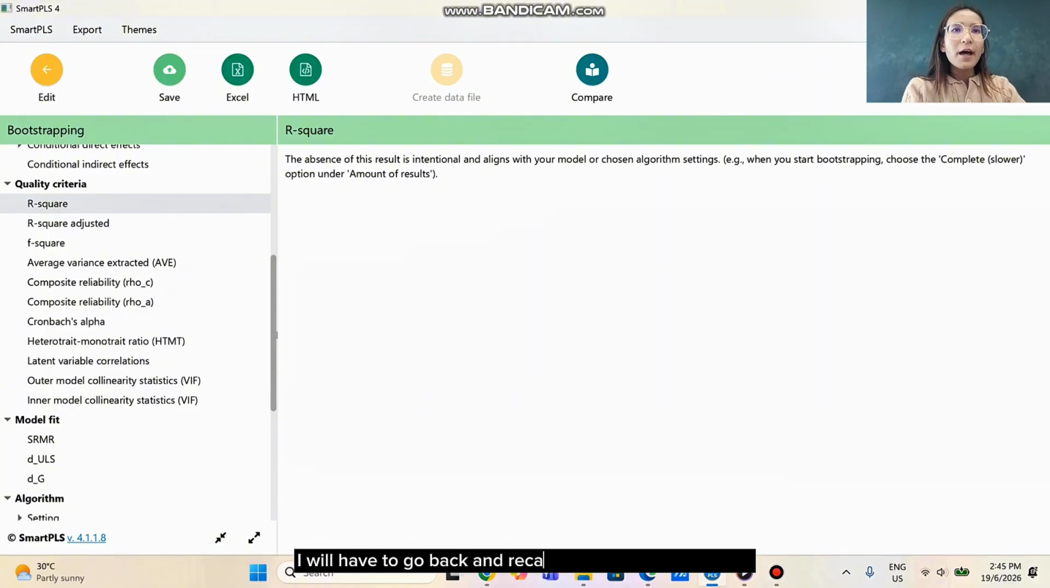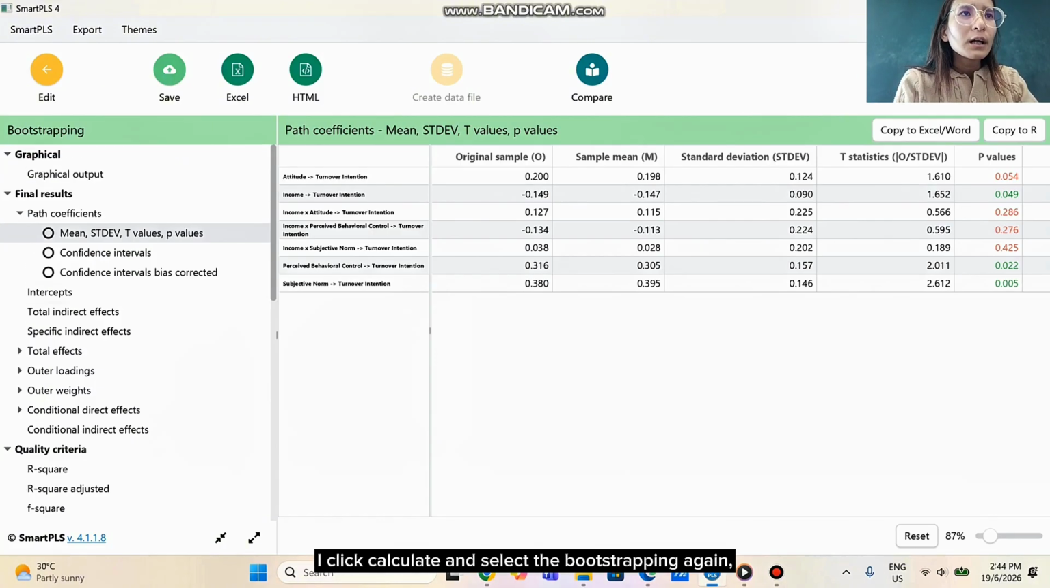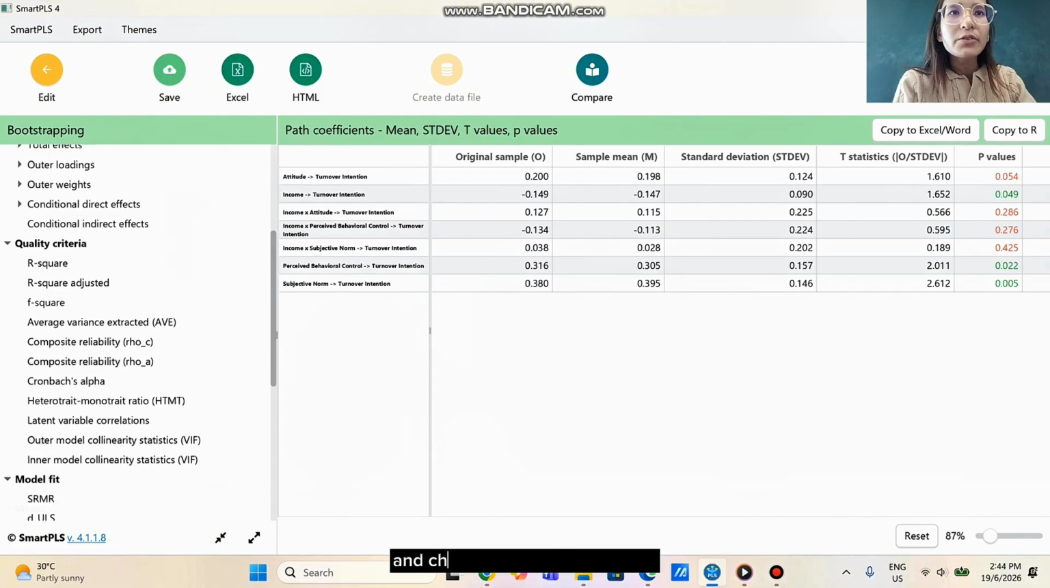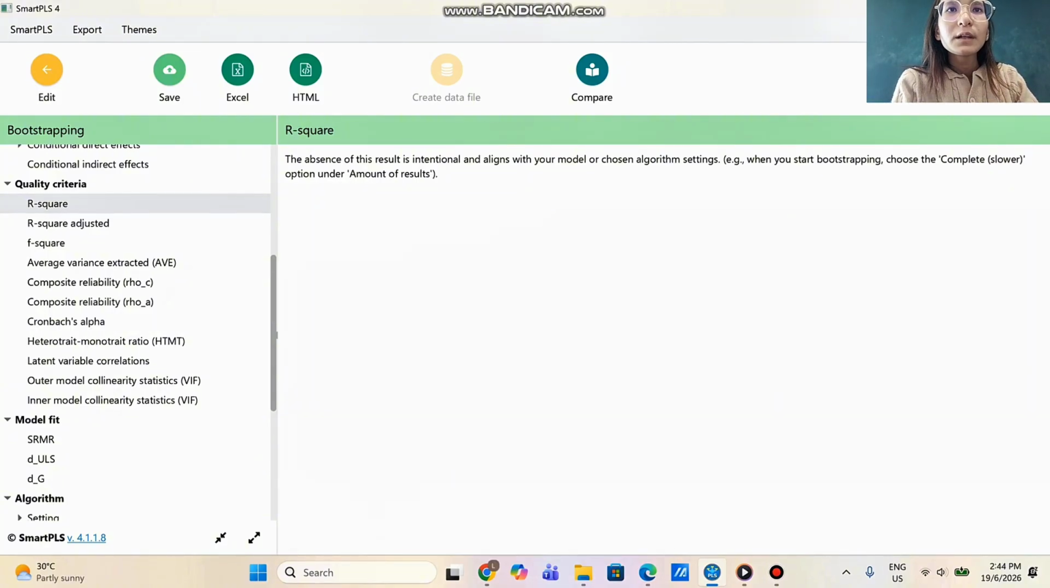To fix this, I will have to go back and recalculate the bootstrapping. I click calculate and select the bootstrapping again and change the amount of results to complete. I keep the subsample at 5,000 and the test type as one tail, then I click start calculation again. Now the R-square result is shown.